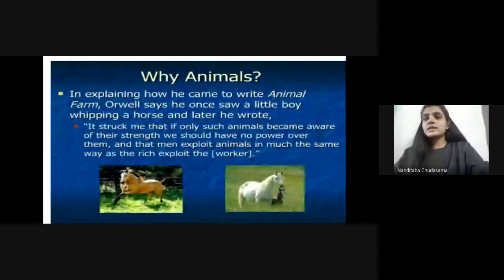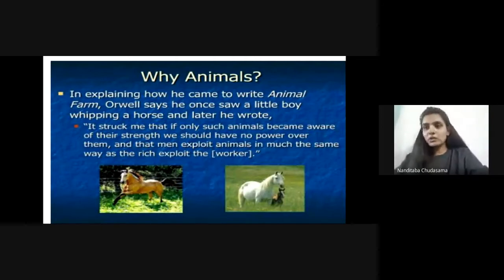Another question arises: why are there animals in Animal Farm? In explaining how he came to write Animal Farm, Orwell says he once saw a little boy whipping a horse, and later he wrote it. Here, Orwell shares his real life experience with us, that he wrote Animal Farm inspired by a boy with a horse. And these are the main words of George Orwell.